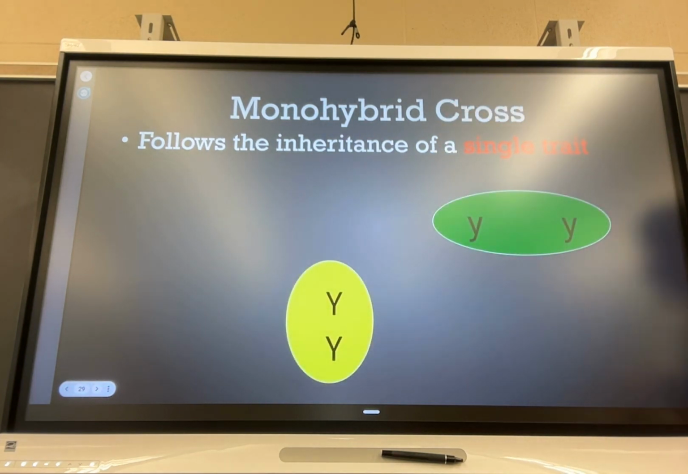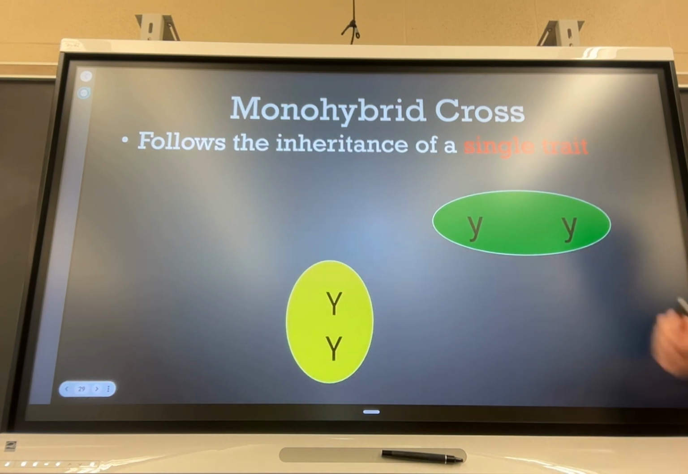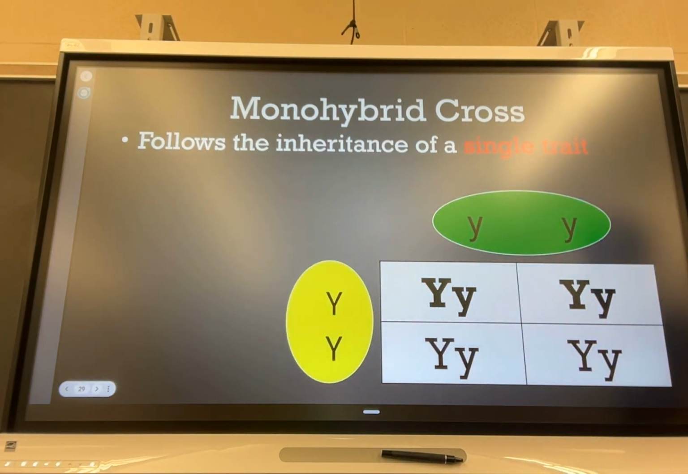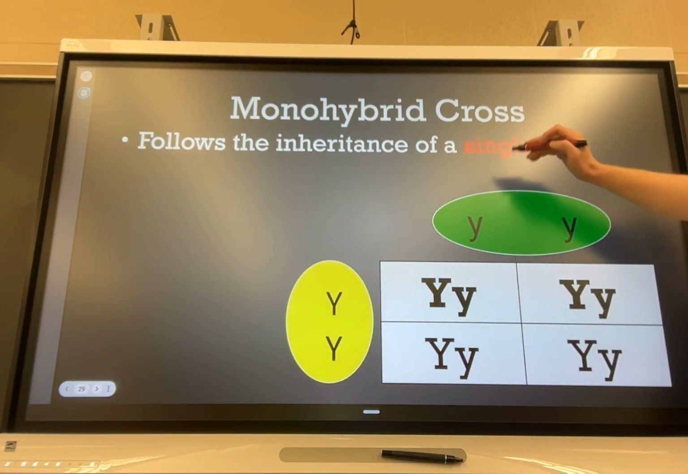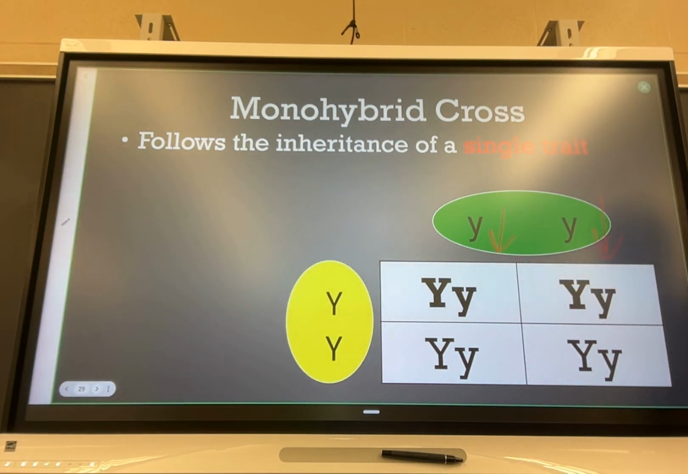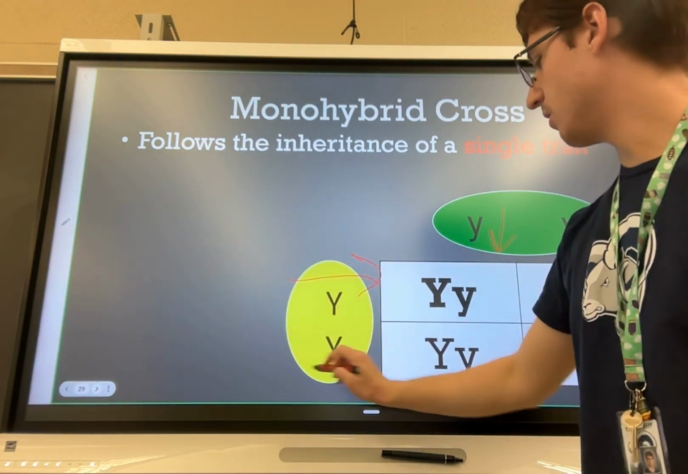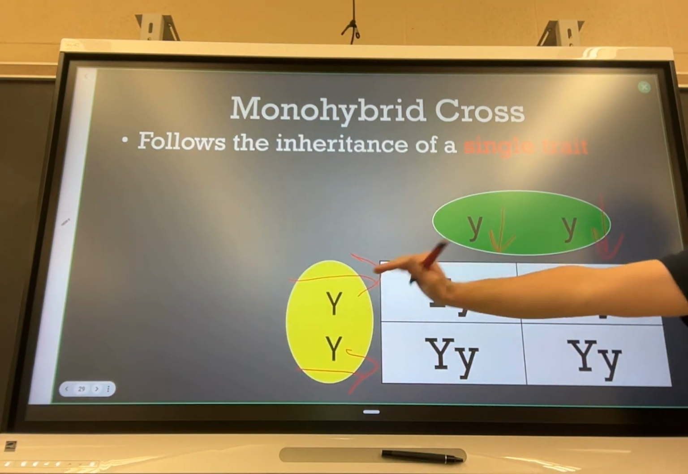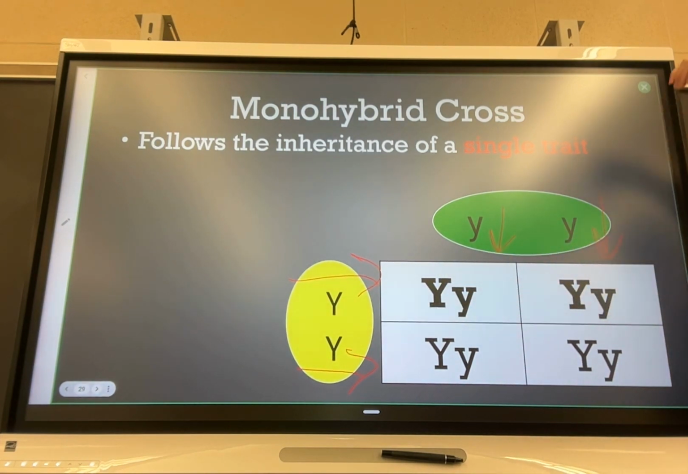So if we combine this on a Punnett square, we have one parent on the top and one parent on the side. We're going to create this four square where we drop two of these traits down and we move two of them across. You can see in each box we get a big Y, a dominant Y from one side, and a green Y or a recessive Y from the other. So all of the offspring in this case are heterozygous. Heterozygous means that it has one of each trait, a big Y and a little y.